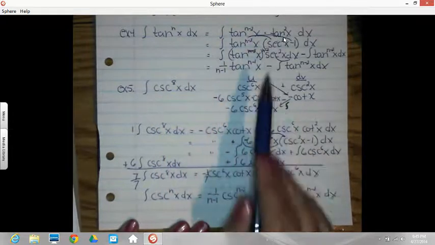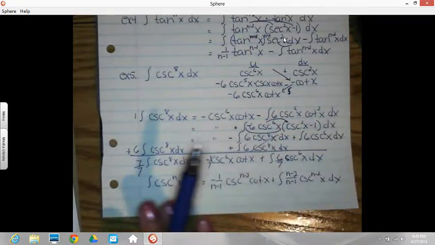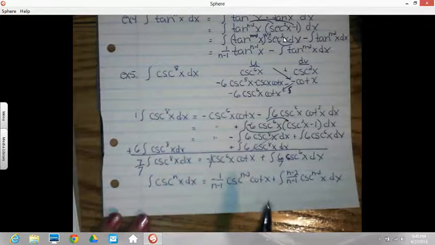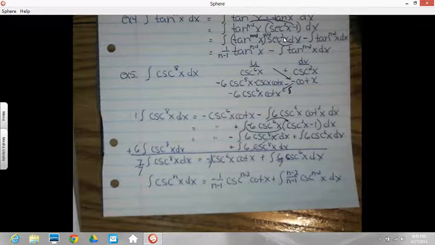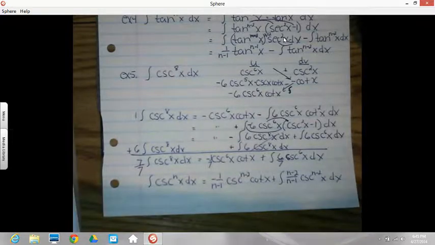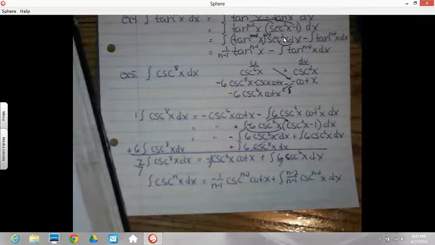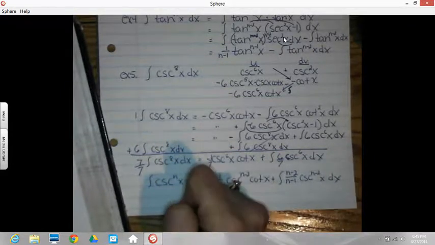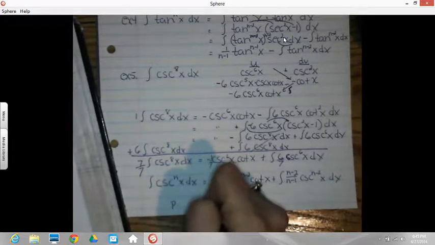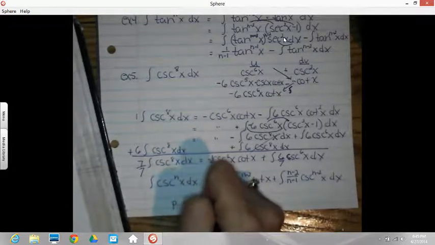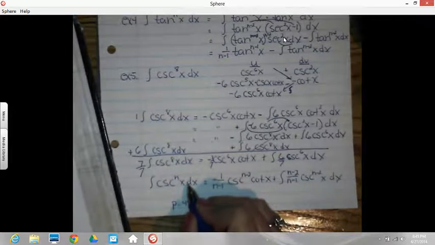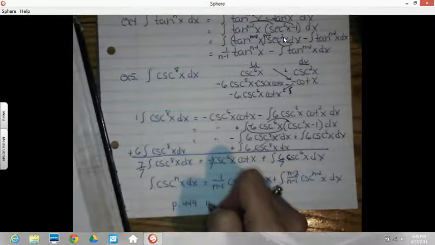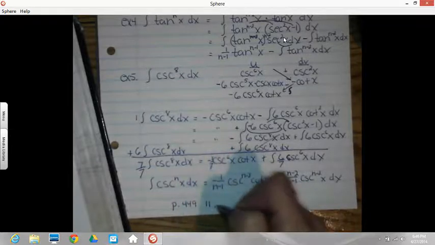All right, so your assignment tomorrow is going to be to pick up the nth case here. That is, let's see, the cosecant one. We are on page 449. The nth case for this one is number 11. If you want to start with that one, you can finish up.